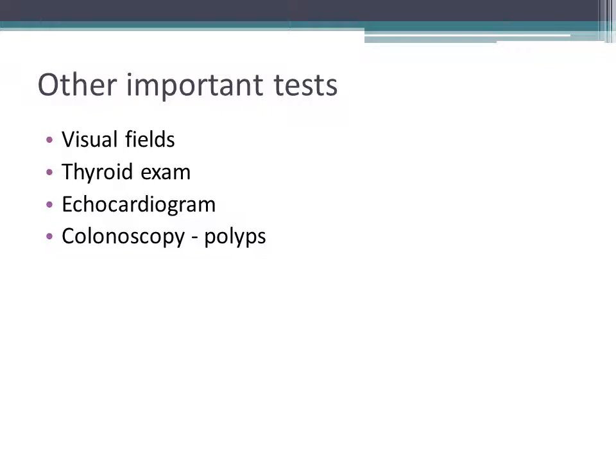You also look at their thyroid because they have thyromegaly. They might harbor nodules which might require further investigation. You do echocardiograms to look at the heart because they can have cardiomegaly or left ventricular hypertrophy. And also you do colonoscopy for these people because they have higher chance of developing polyps which may be cancerous.